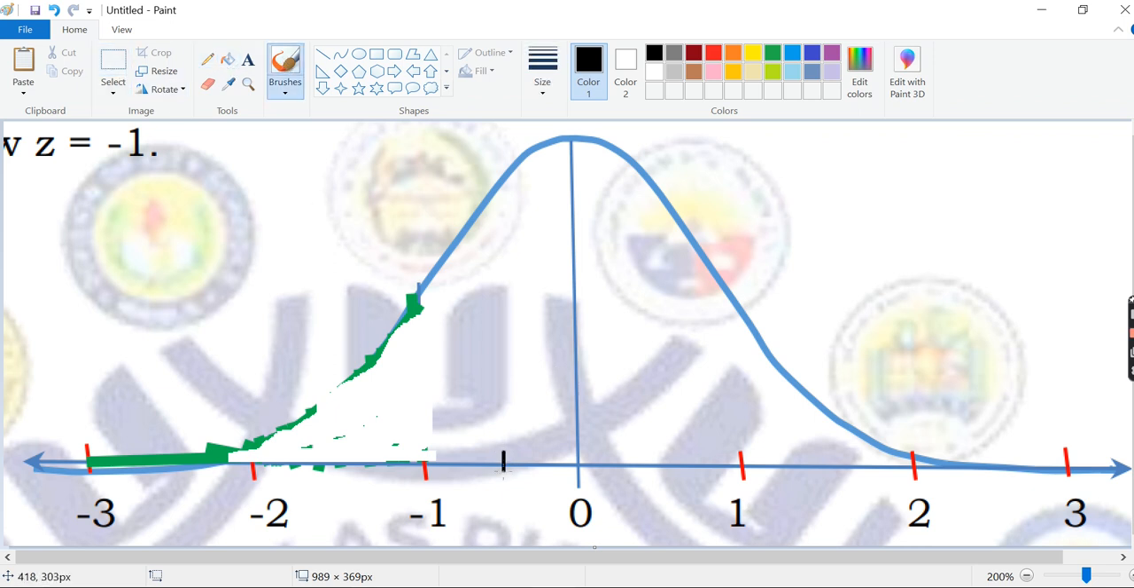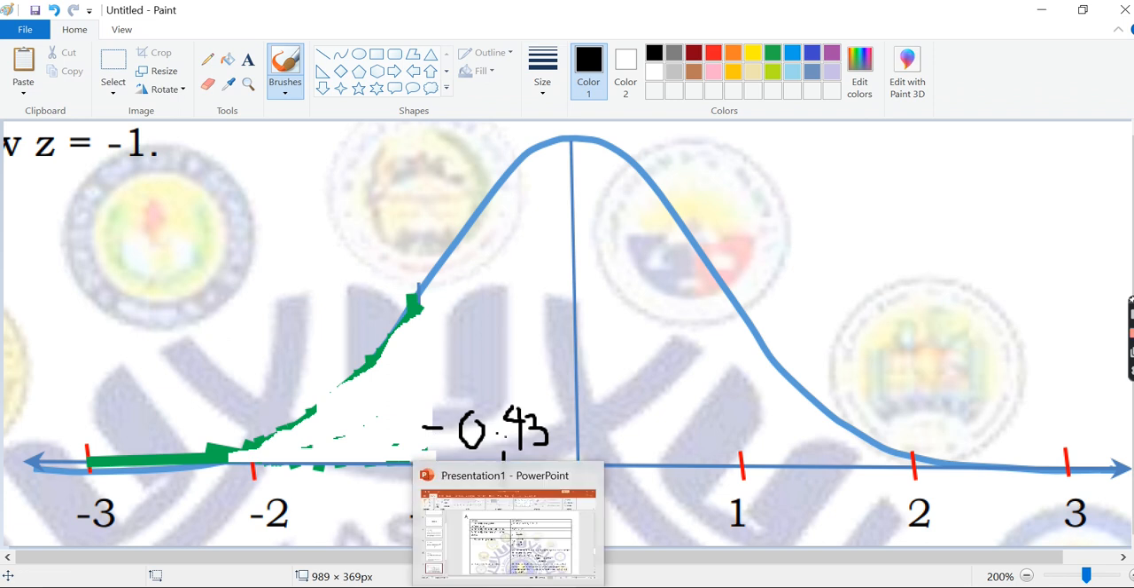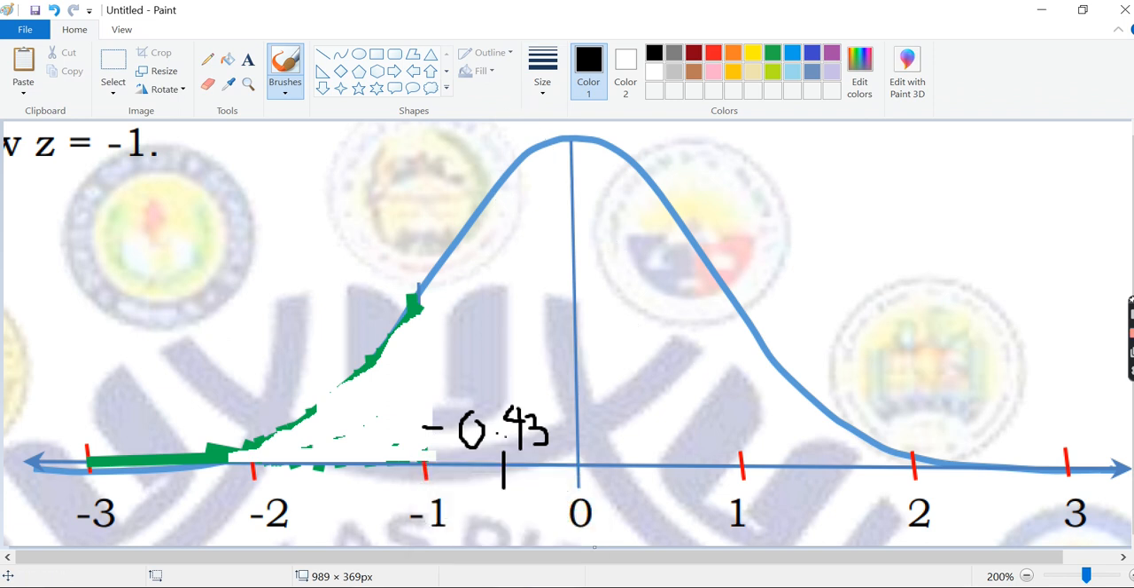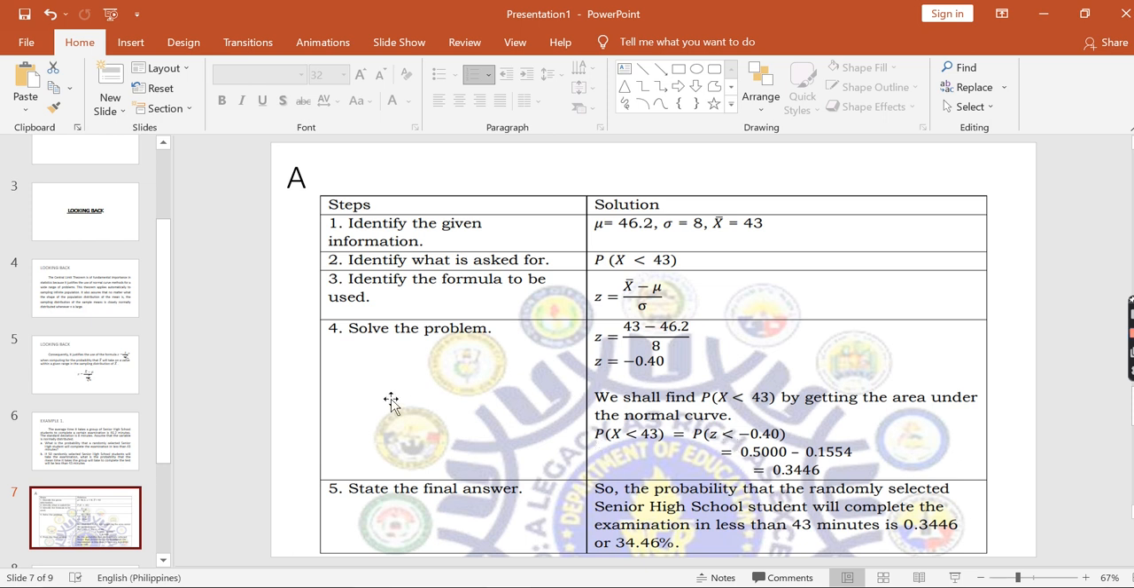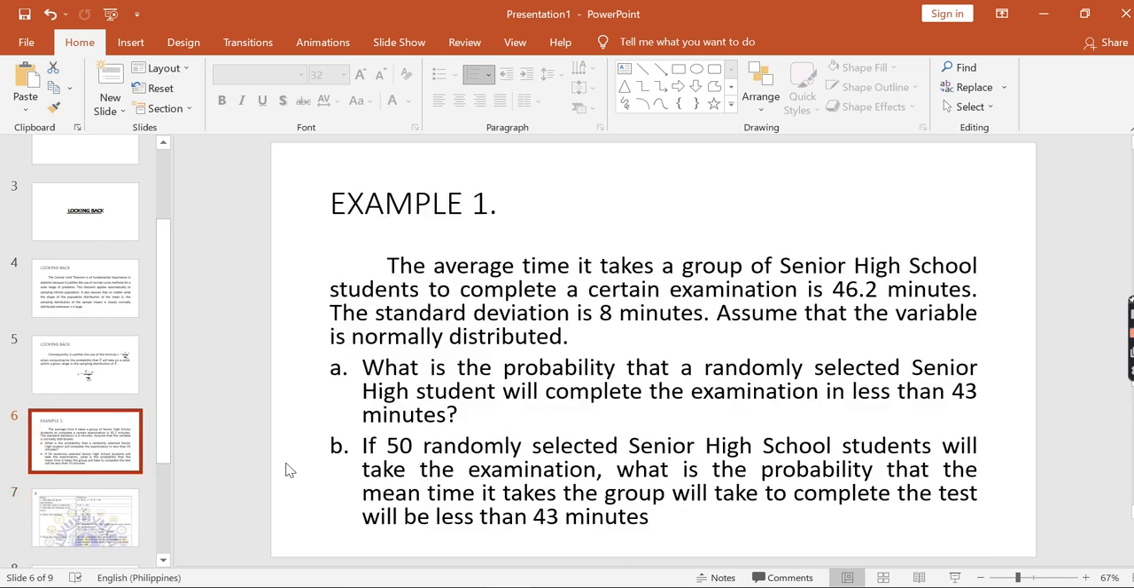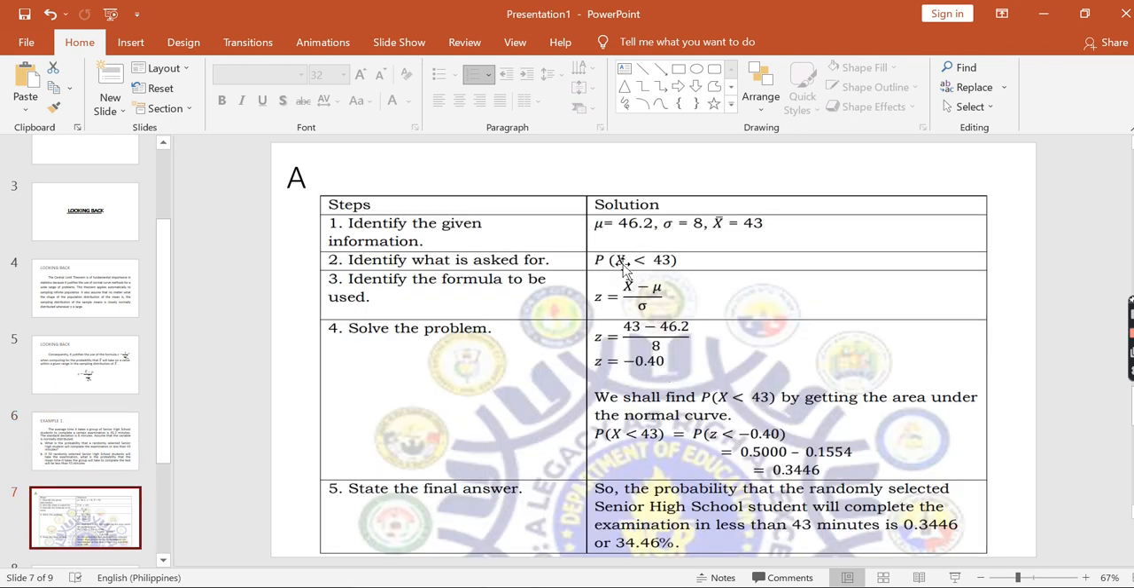Let me brush here. So let's say 43 is here, that's negative, right? Again, let's go back to the question. What is the probability that a randomly selected senior high school student will complete in less than 43 minutes? So, less than, that's why P of X is less than 43.